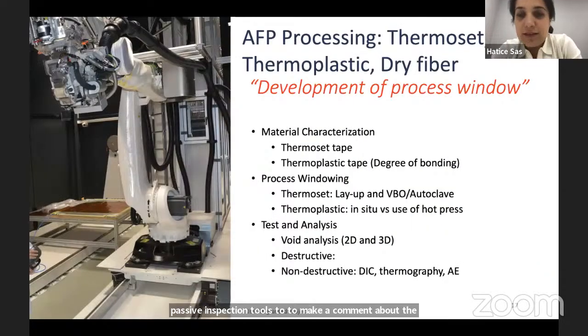At Sabancı University, we have the Integrated Manufacturing Center, where we devote our research to composite manufacturing. In this center, we have this AFP device, purchased from the French company Coriolis. With this device, we can do thermoset, thermoplastic, and dry fiber placement, and we are performing processing window studies.